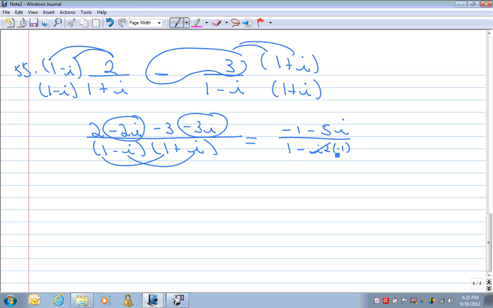We have a minus a negative. That will be plus a positive. So we end up with negative 1 minus 5i over 2. Now, we still want to write that in the right form, so let's separate it into two different parts. So we have negative 1 over 2 minus 5 over 2 i.